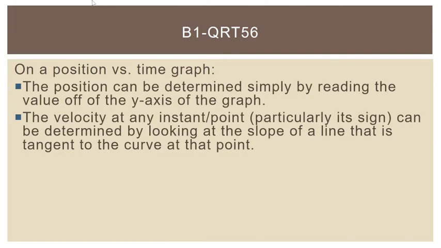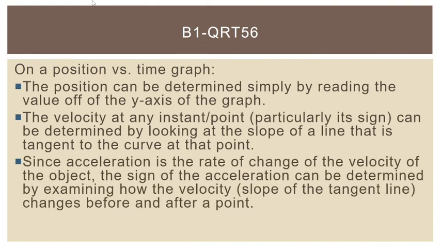And lastly, and this part was pretty important, I think, since acceleration is the rate of change of the velocity of the object, the sign of the acceleration can be determined by examining how the velocity, which is the slope of the tangent line, changes before or after a point. Take a second to pause this video here and write that down, because there's one more thing I want to say about that acceleration bit.